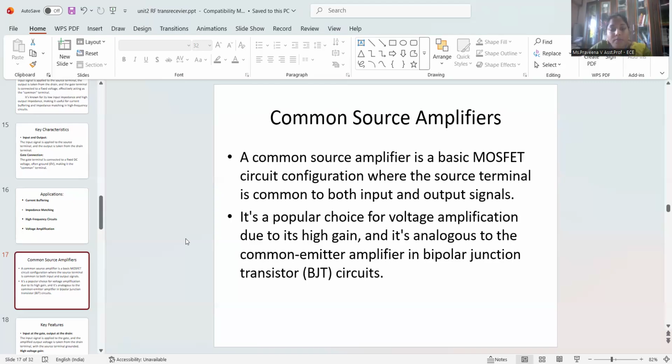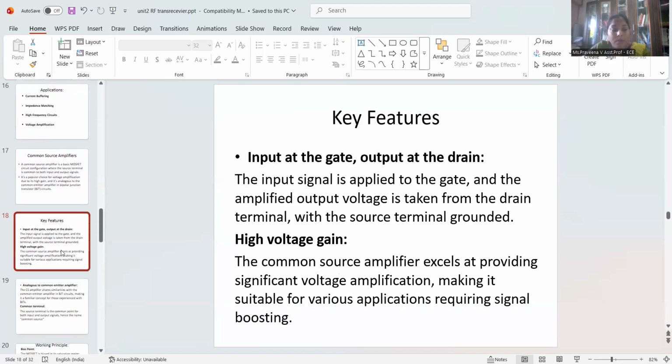Then we are going to see a real-time example, the FM radio receiver. Applications are the RF amplifier, audio amplifier, and LNA. LNA is a low noise amplifier that is used in signal processing circuits.